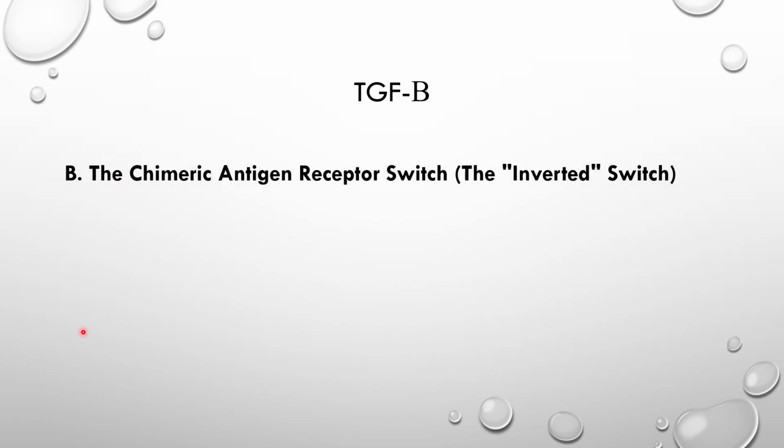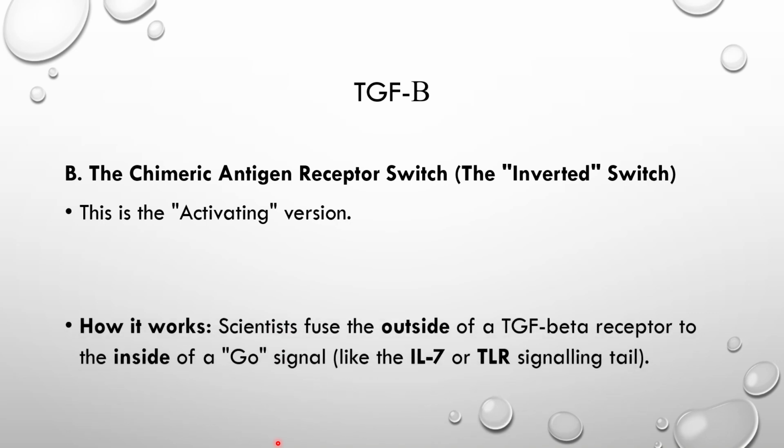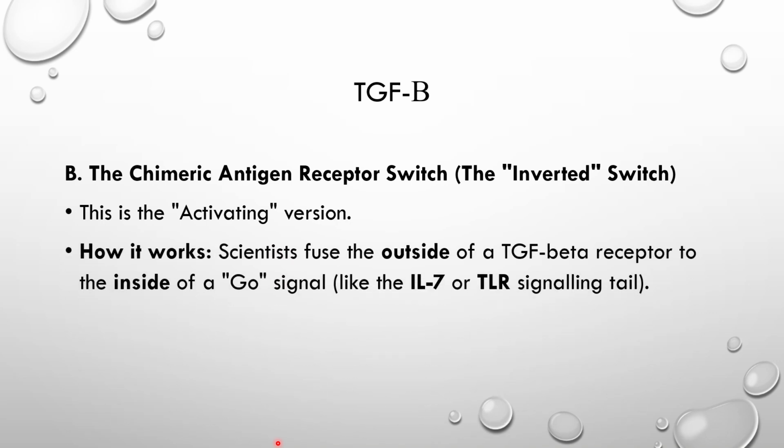And then we have the inverted switch. So the inverted switch is where the TGF-β, which is the ligand, if you like, activates the TGF-β receptor on the T cells, yeah? So instead of telling it to stop, it tells it to go. Now, this is the difference I've talked about in the past.